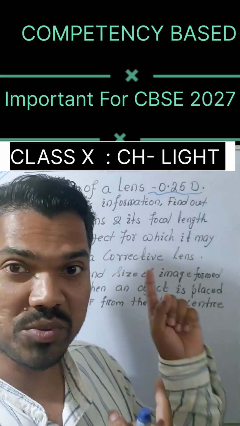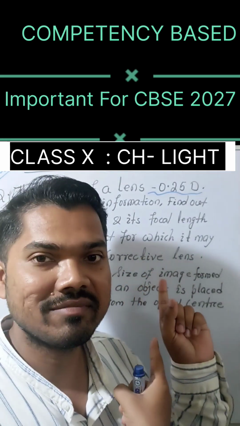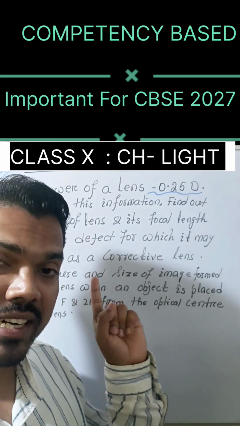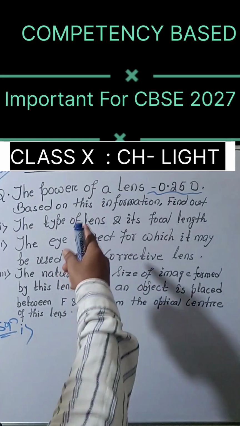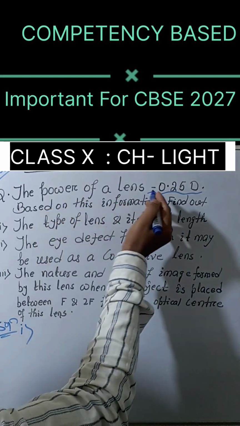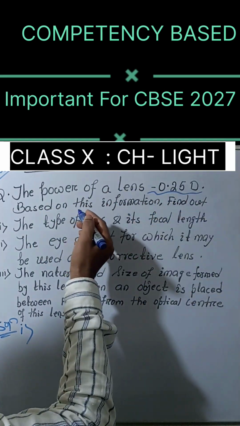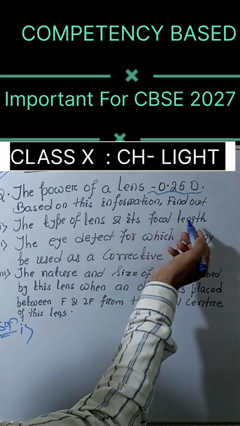Hello students, the question you are seeing on the board is very important, because this type of question is repeatedly coming in the CBSE board examination. So let us see what the question is. This question is from the class 10th Light chapter, students. The power of a lens is minus 0.25 diopter. Based on this information, find out the type of lens and its focal length.